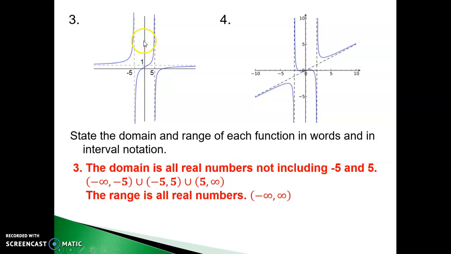But if we look from the y-axis perspective, especially this middle one right here, it lets us know all y values are in play, so the range is all real numbers. So pause the video for a moment, take a look at number 4 and see if you can state the domain and range.